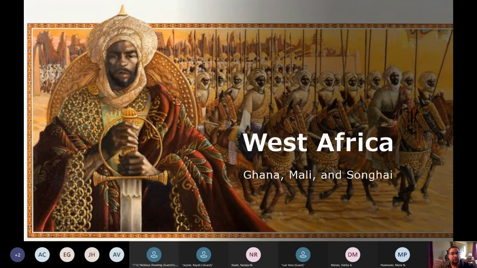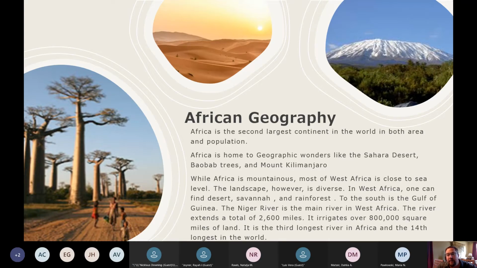Okay. So before we get into the map, let's talk about African geography. So Africa is the second largest continent in the world. A lot of people are surprised by that, right? Asia is the biggest, Africa's second. And that's true in both the size of the continent and the population. There are a lot of people that live in Africa.